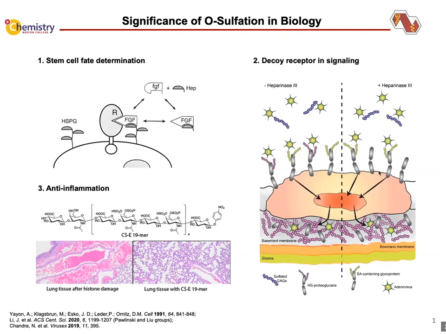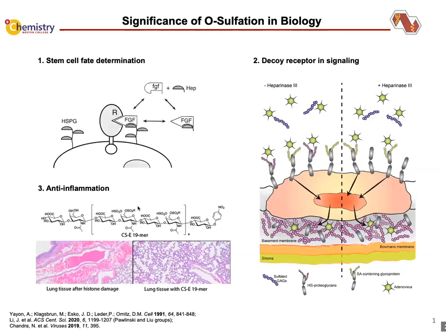In another recent example, people have shown, here people means the Polinsky and the Jian Liu's groups, that another GAG, chondroitin sulfate, actually has a defined sulfation pattern. That defined sulfation pattern allows it to effectively neutralize the cytotoxic effect of circulating histones, which are released in the mouse model of sepsis. This can be attributed to the anti-inflammation function of chondroitin sulfate.